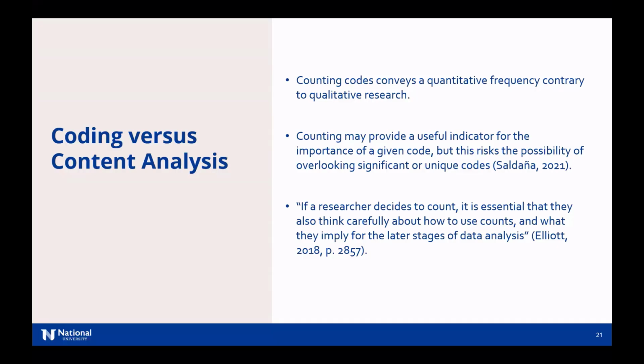So Elliott in 2018 stated, if a researcher decides to count, it's essential that they also think carefully about how to use counts and what they imply for the later stages of data analysis. Again, if one is going to be doing a content analysis for qualitative data, I suggest reading Elliott 2018 as a very important text.